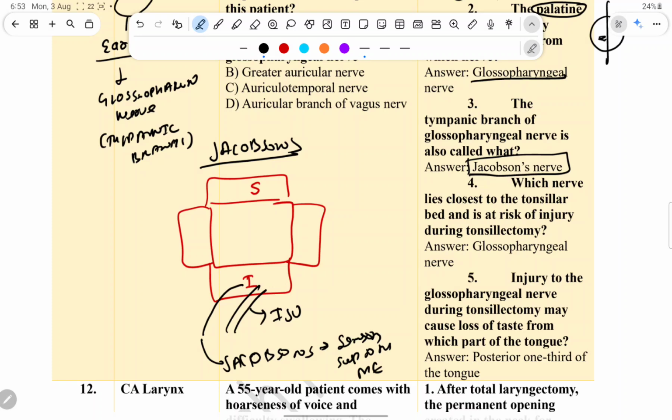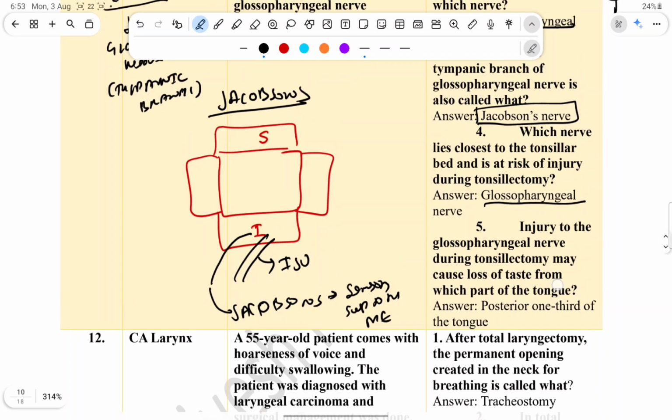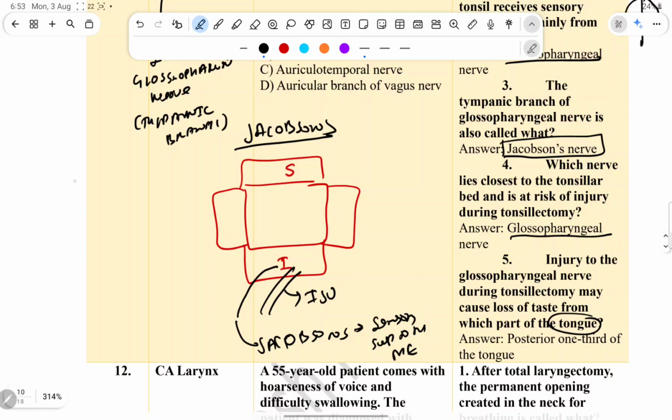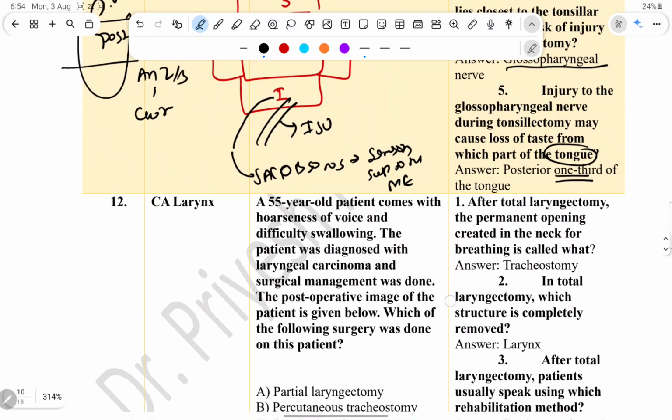Which nerve lies closest to the tonsillar bed and is at risk of injury? Glossopharyngeal nerve, so it is embedded in it. Injury to the glossopharyngeal nerve during tonsillectomy may cause loss of which part of the tongue? Important. We have discussed this in the previous part. The anterior 2/3 is from the chorda tympani and the posterior 1/3 is from the glossopharyngeal, and therefore the posterior 1/3 of the tongue will be affected, and the palate will be through the vagus. The palate will also contain some of the taste sensation, which will be through the vagus nerve.